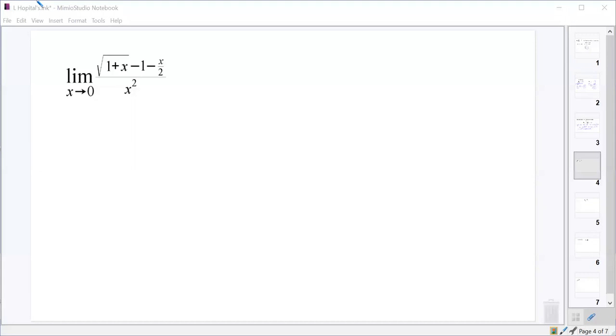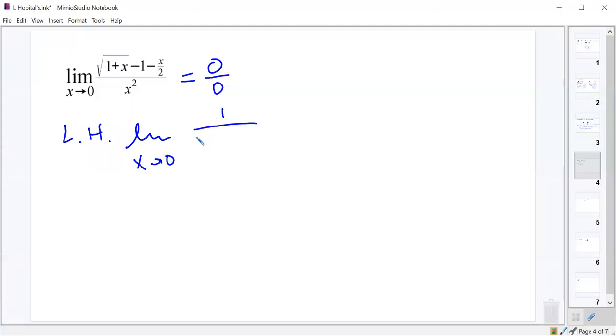0 over 0. You should get 0 over 0. Exactly. So we'll use L'Hopital's rule to get the limit as x approaches 0. And what's the derivative of the root 1 plus x? We already had that, right? 1 over 2 root 1 plus x. The minus 1 becomes 0.